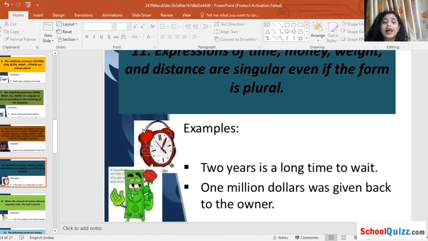Distance, as a term, it's singular. Whether there are many miles and many kilometers, distance as a word indicates singular. Okay. So 2 years is a long time to wait. $1 million was given back to the owner. I hope you are understanding the rule.